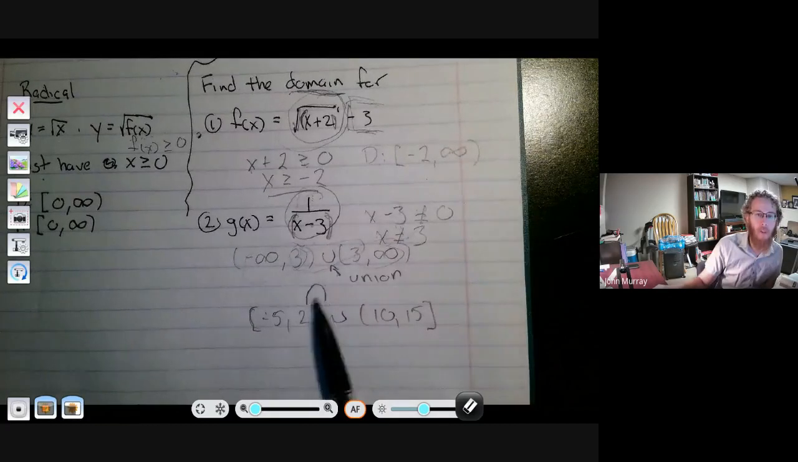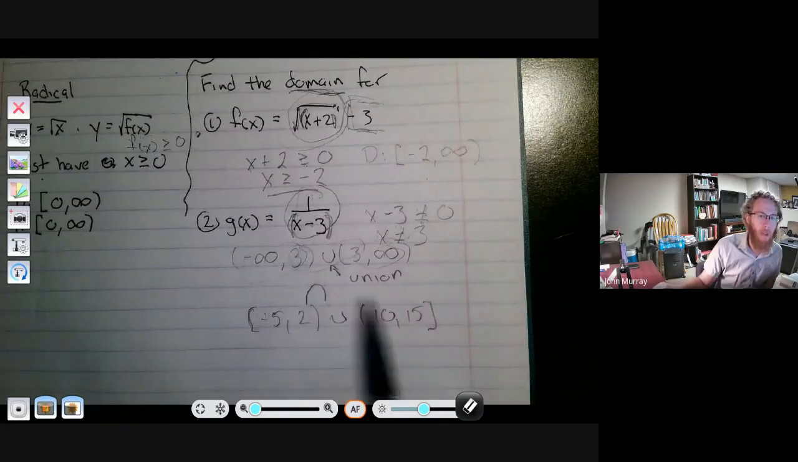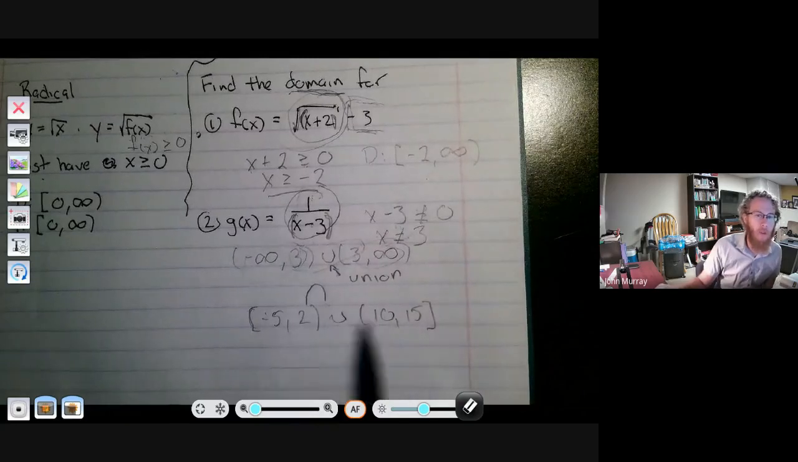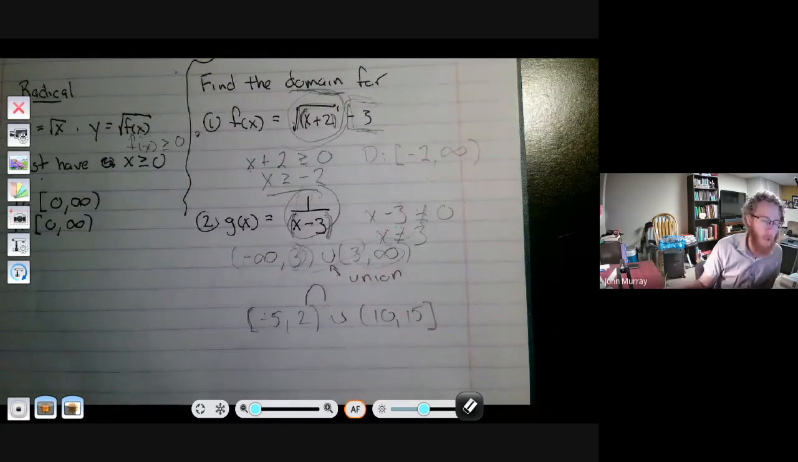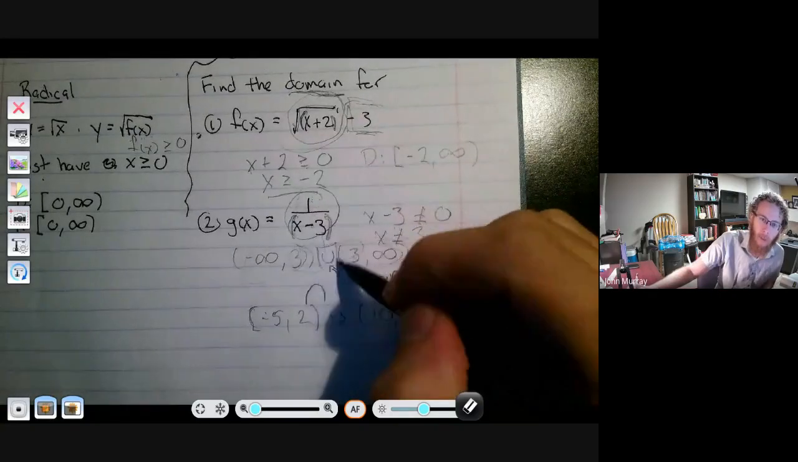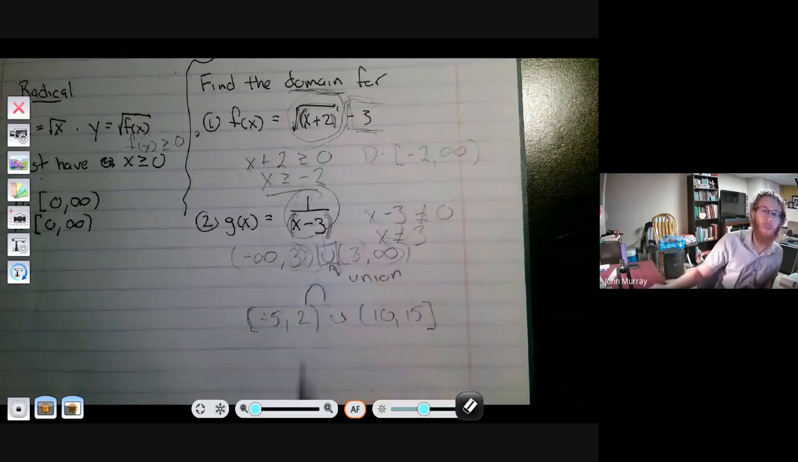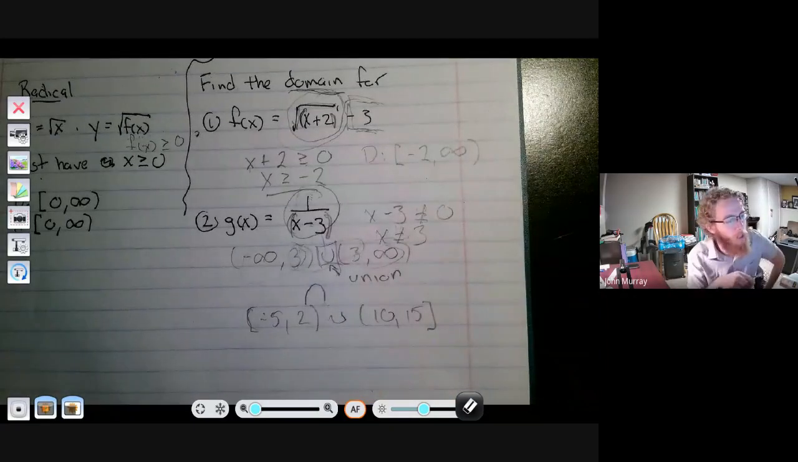Okay, and if this was intersection, that means you're talking about anything that overlaps, right? So there's nothing that overlaps in here. But that's a whole other topic I really don't have time to get into. Maybe if we have time at the end of the year, I'll talk about it. Okay, so just worry about this sign though, the union. Right. Okay, any other questions?